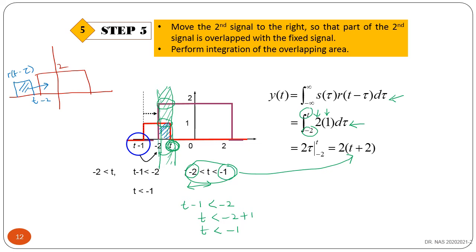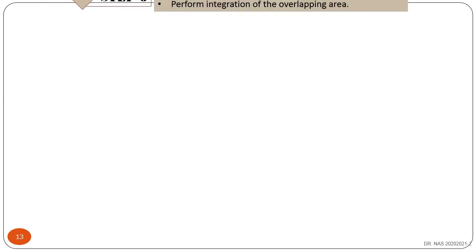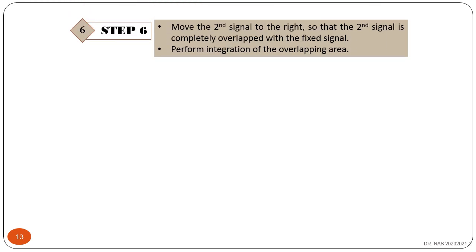Okay, next step, you need to move the second signal to the right so that the signal will be completely overlapped. We're going to look at that process in the next slide. Next you need to move the second signal to the right so that it is now completely overlapped with the fixed signal. So you need to perform integration over the overlapping area.